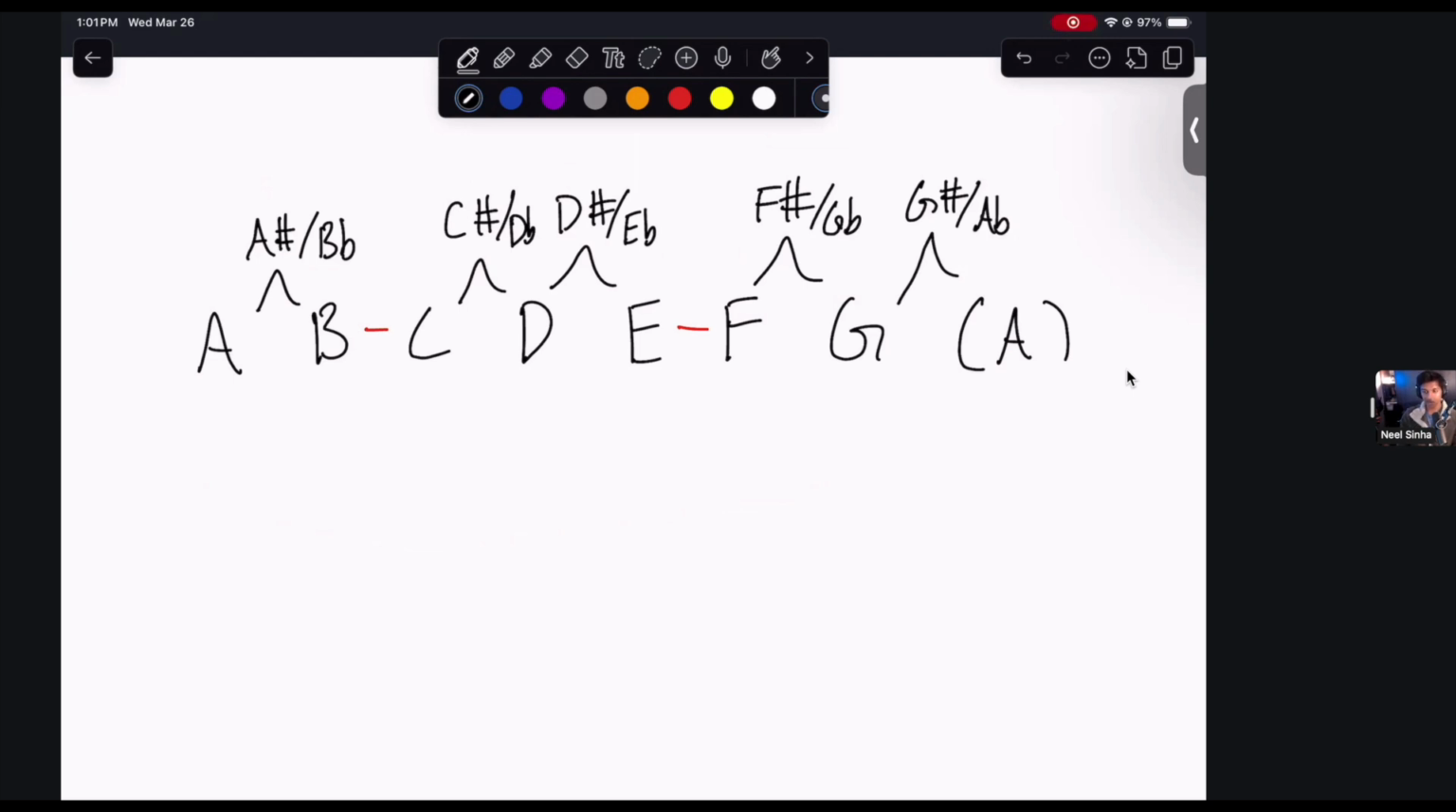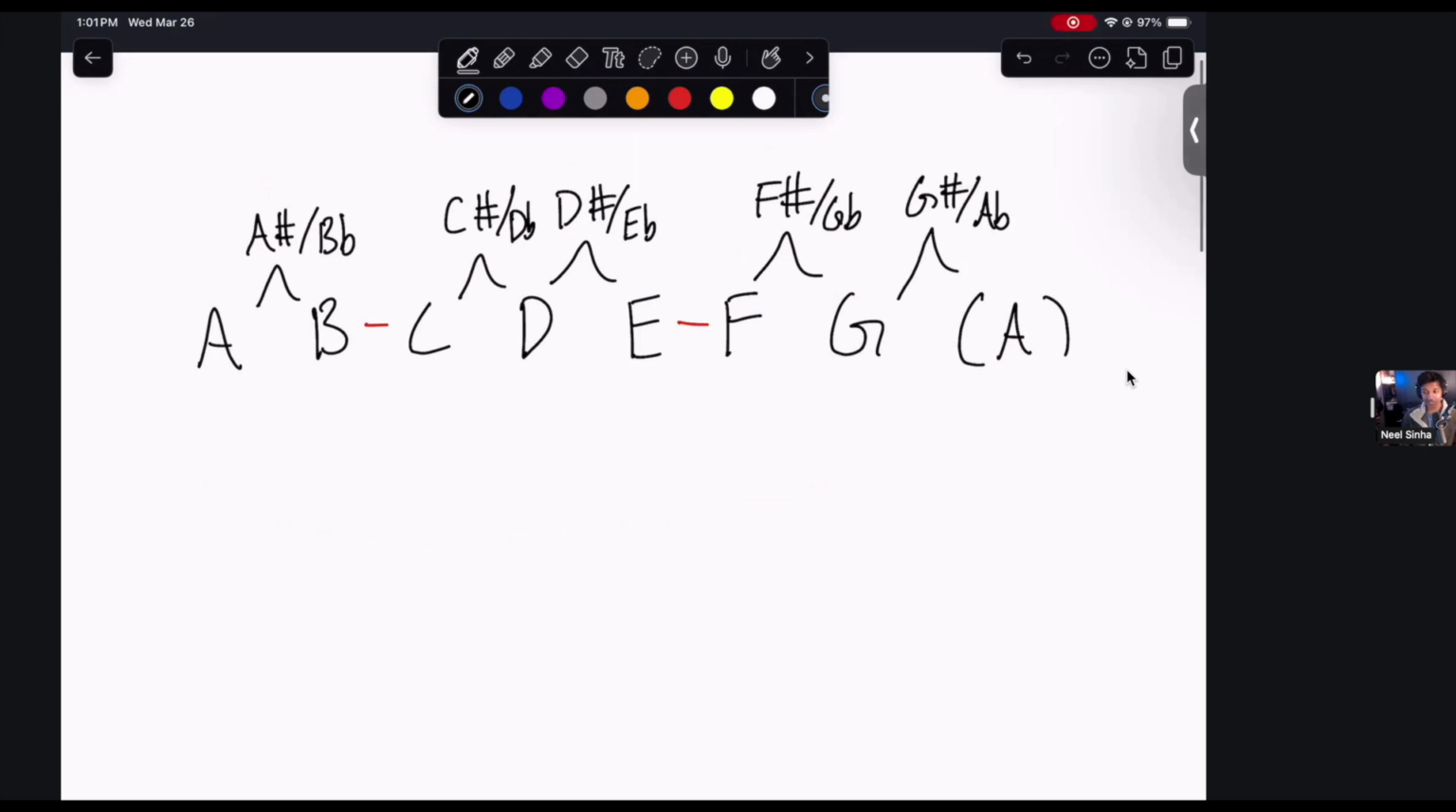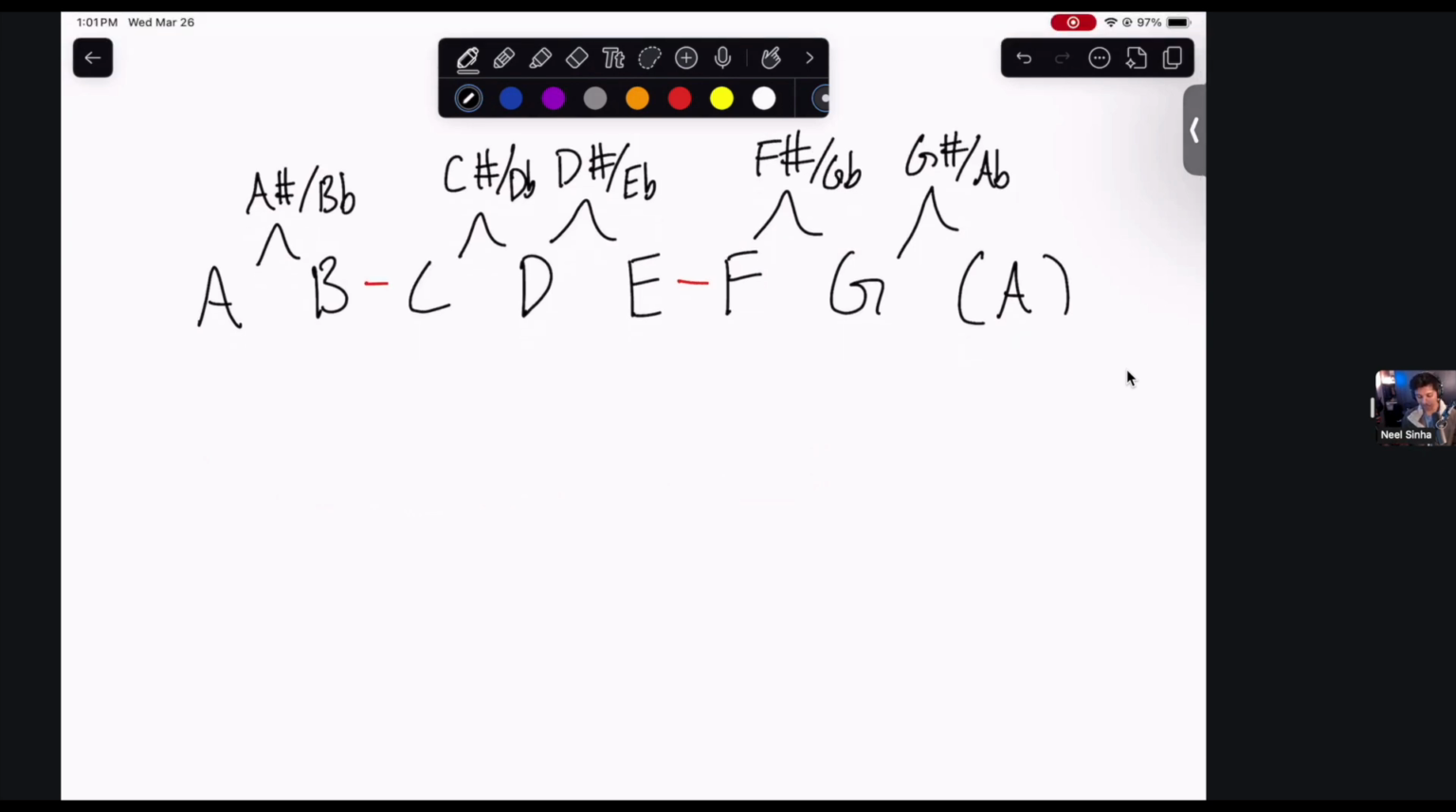Hopefully that makes sense. This doesn't need to be confusing, but it does have 2 names. The reason it has 2 names, there is actually a very good reason for that. We'll discuss why in a second. But that's all you need to know for now.